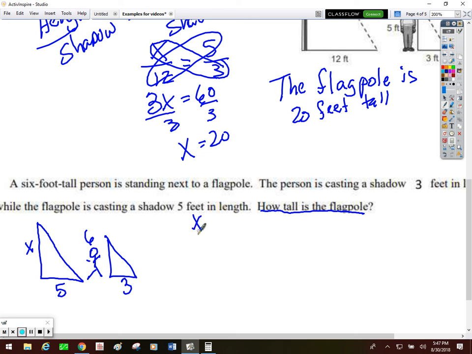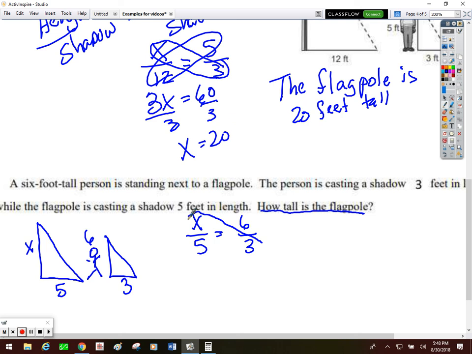All right, so the ratio, again, is the height of the pole over the shadow, and the height of the person over the shadow. And again, it doesn't matter. You could have set it up a couple different ways, and you should get the same answer, as long as you are consistent. You could have done height over height equals shadow over shadow, or shadow over height. As long as you do it consistently, it's not going to matter.